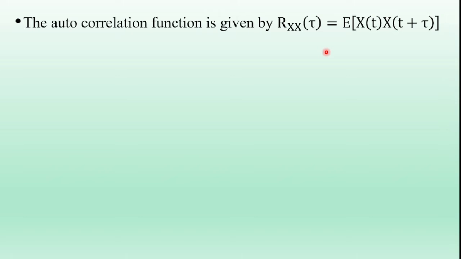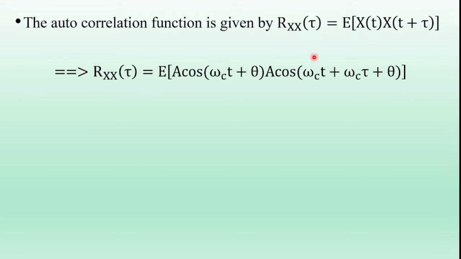Now verify the second condition, the autocorrelation. We know that the autocorrelation function of the random process X(t) is given by R_X(tau) equal to the expectation of X(t + tau) X(t). Given that the random process X(t) is A cos(omega_c t + theta), substitute that X(t) value here. Expectation of A cos(omega_c t + omega_c tau + theta) times A cos(omega_c t + theta).